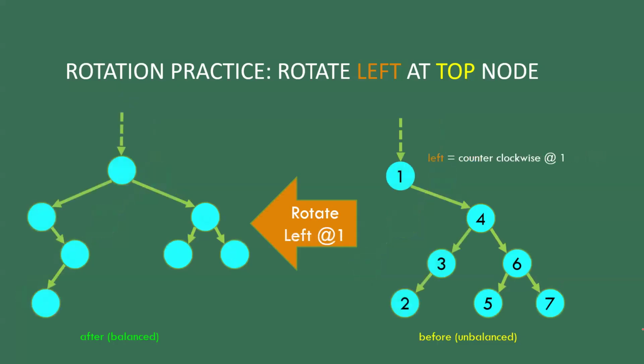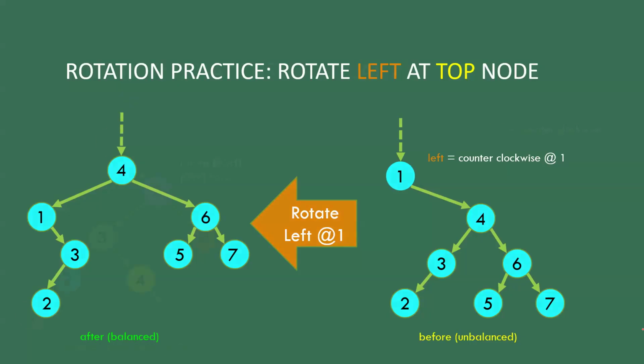All right, couple more. So we're going to try a left counterclockwise at 1. So this is possible. So we're going to pull up the 4, push down the 1, hand over the 3, 2. Okay. So the 4 comes up, 1 goes down, 3, 2 comes across, and then the 6 just pulls up its left and right children. Okay. That's our left rotate at the root.